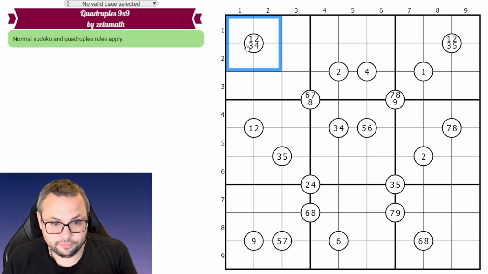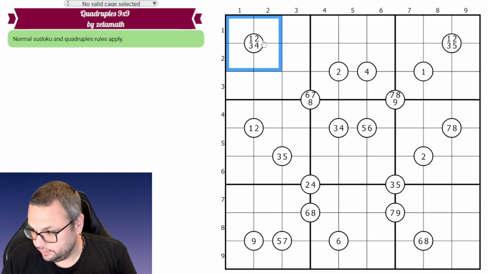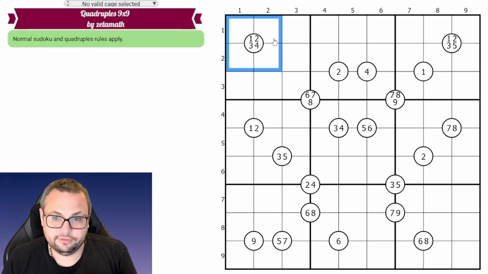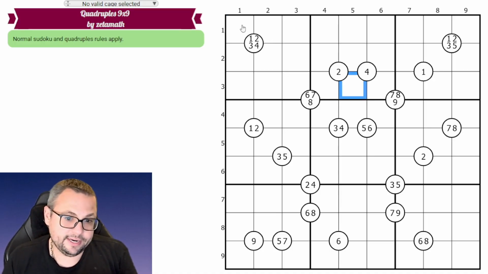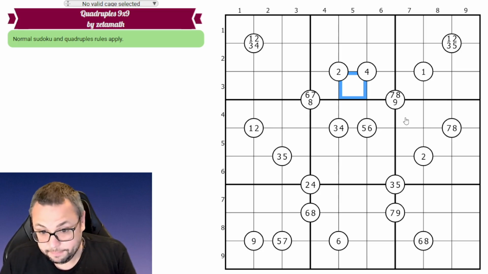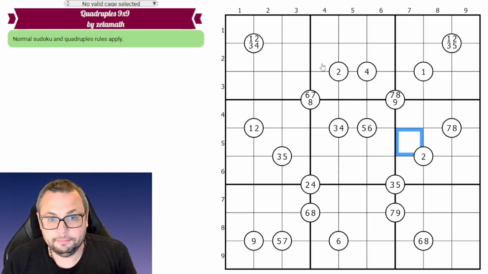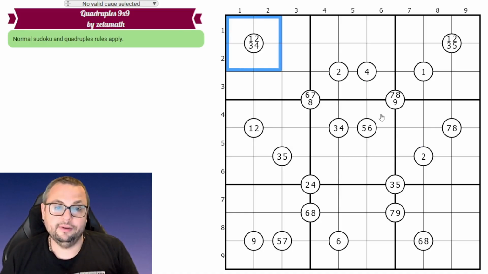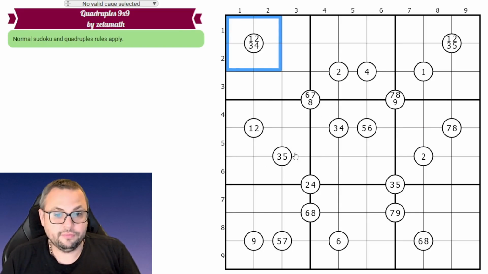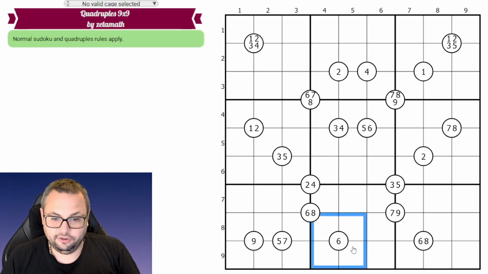So what we have scattered around the grid are these circles. These are the quadruples with some digits in them. It might be one digit like this 2, or it might be three digits or 4 digits, however many it is. And what these do is they tell us something about the digits that appear in the surrounding 4 cells. So for example, this 6 tells me one of these digits is a 6.